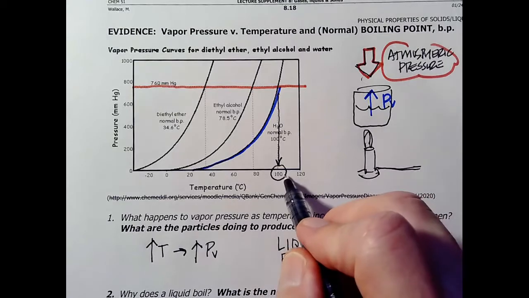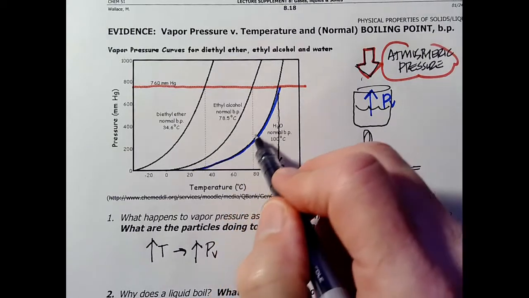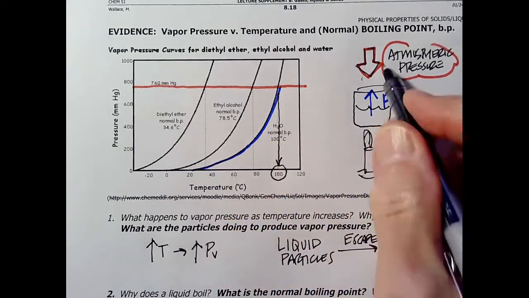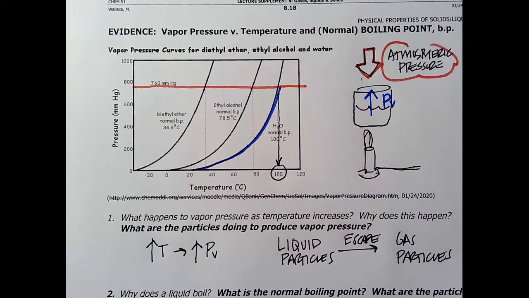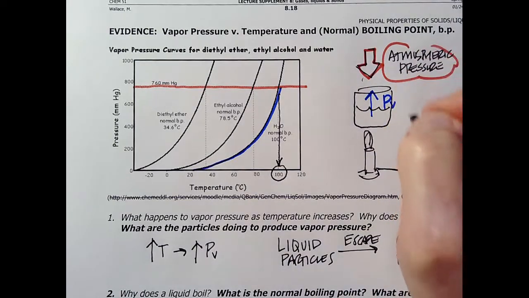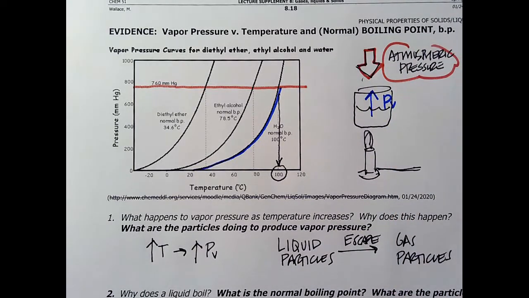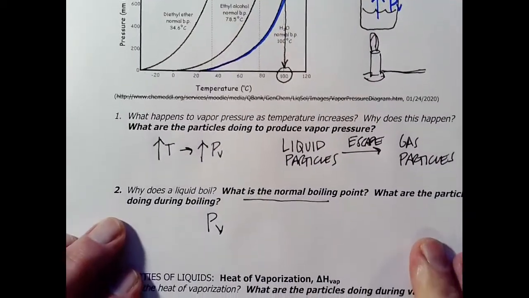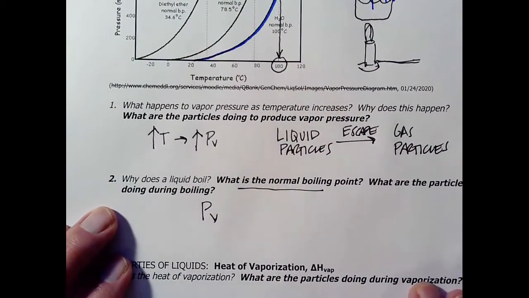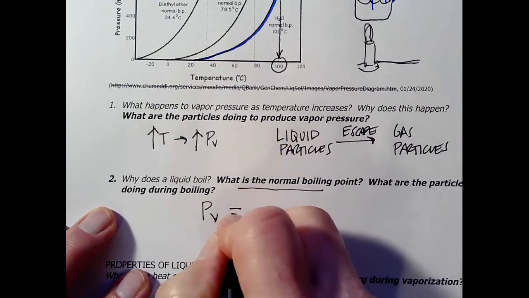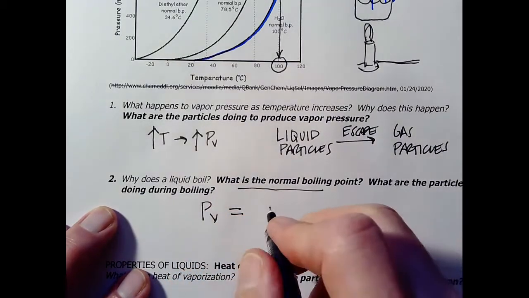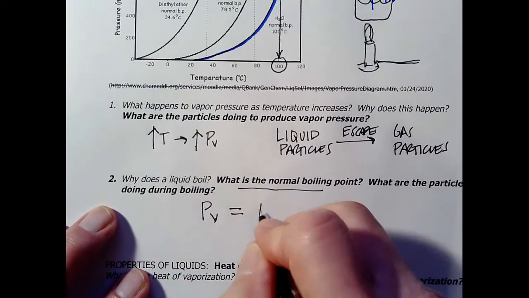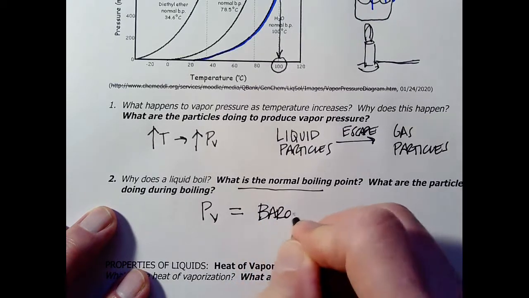At the boiling point, the vapor pressure has gone up high enough that it's equal to the atmospheric pressure. And what do we observe? Well, the gas bubbles start pushing their way out of there. So we'll say the normal boiling point is when the vapor pressure equals the barometric pressure or the atmospheric pressure. Let's say barometric.